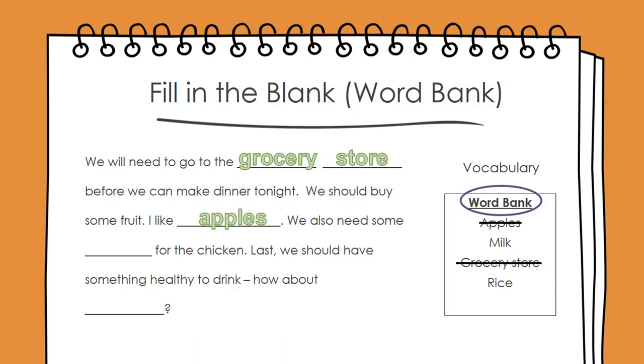We also need to buy some blank for the chicken. So what on our list goes well with chicken? Well, milk doesn't really go with chicken as well as rice. So we'll cross off rice for the chicken. Lastly, we should have something healthy to drink. How about, and then we know milk is the only drink on our list. So that's an example.